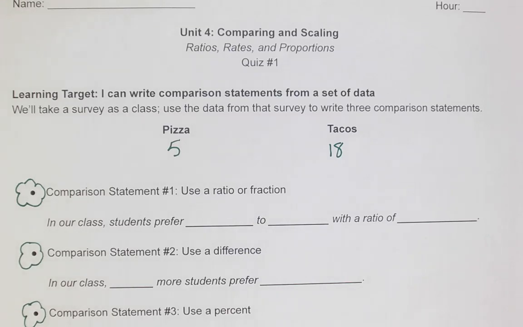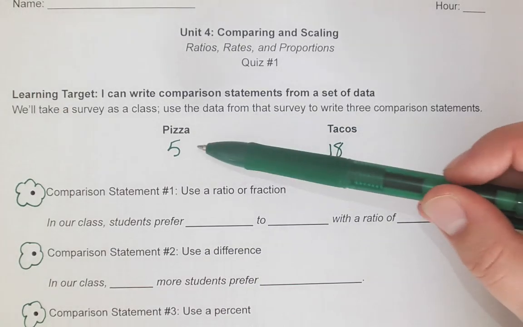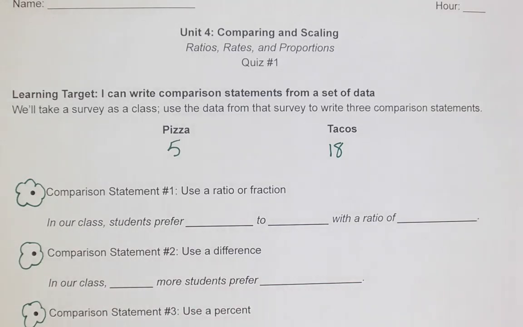I am going to do a video quickly from our last quiz to help you make corrections on yours. This is going to be for the learning target: I can write comparison statements from a set of data. We created this data right here, saying that 5 students preferred pizza to 18 students who preferred tacos, and that's going to be the data we use to make these different comparison statements.